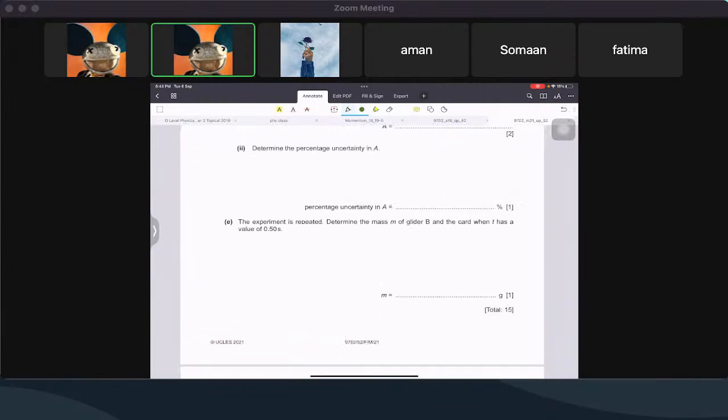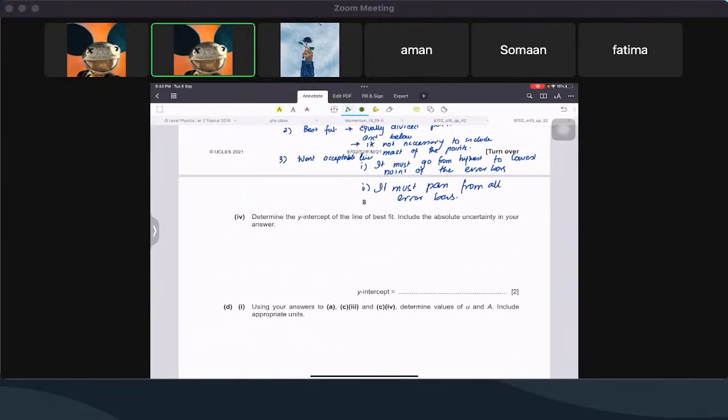Anyway, then it says determine the y-intercept of the line of best fit, include the absolute uncertainty in the answer. So basically for the y-intercept you just need to use y is equal to mx plus c, and again for the y-intercept you need to remember that the change in y-intercept would be equal to best minus worst, or the same thing. It doesn't really matter. So let's just try to do that too.